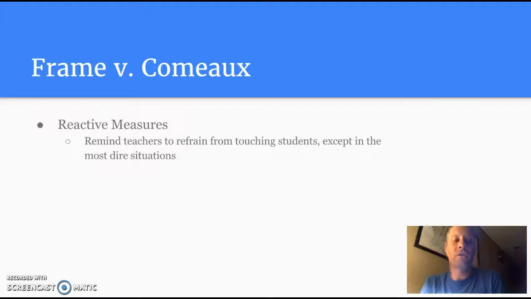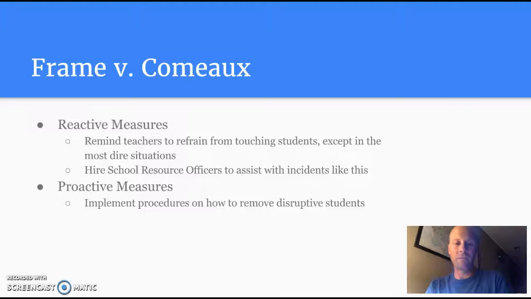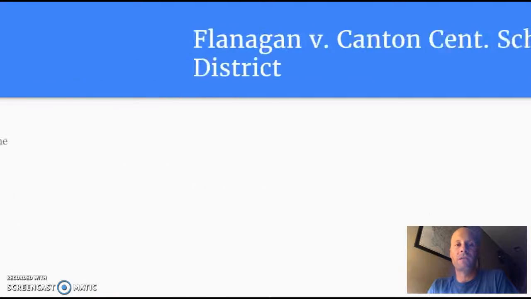Some reactive measures: remind teachers to refrain from touching students, except in the most dire situations. If a school resource officer is not already in place, that might be a nice thing to have to deal with incidents like this. Some proactive measures, kind of similar: implement procedures on how to remove disruptive students. Again, have school resource officers in place, and encourage teachers to refrain from touching students.